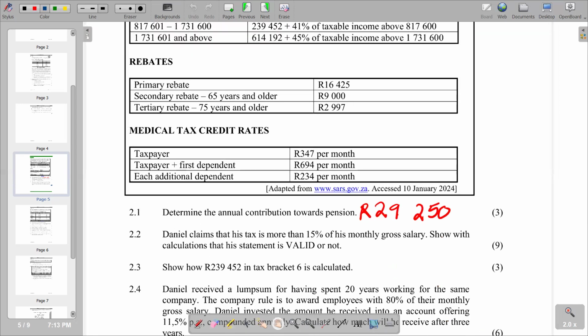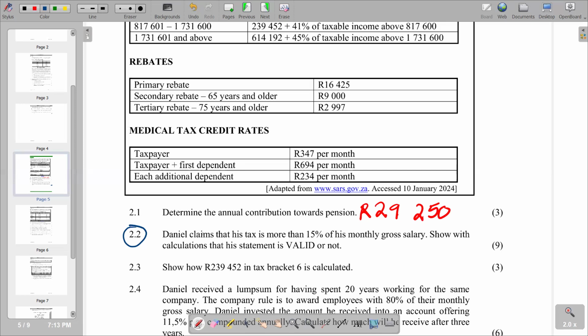In particular, according to this video, you are going to go through the figure that we have on 2.1, which is the determination of the annual contribution towards pension, which is 20,250, which is also going to apply on 2.2. So basically, 20,250 rands represents the annual contribution to pension.